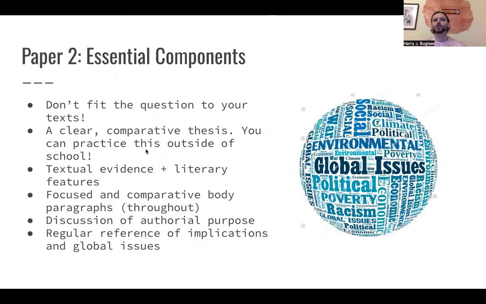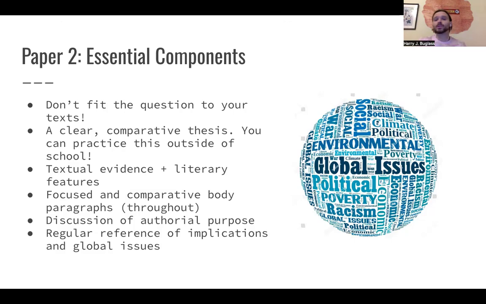So, your essential components. Global issues, as previously mentioned, are essential. The IB wants to see them in your IO, it wants to see them in paper 1, and it wants to see them in paper 2 if they fit. So, don't try to fit the question to your text. And if global issues are not appropriate, then don't shoehorn them in. What's more important is your clear and comparative thesis. You can practice this outside of school. You can write this at home and have AI review and mark your work so that you get the tone and balance right. Ask it how well you're aligning with the rubric.